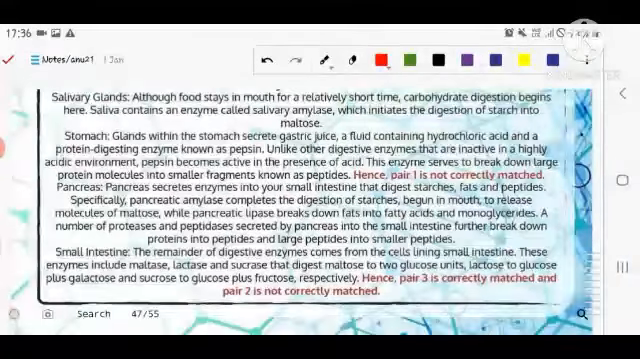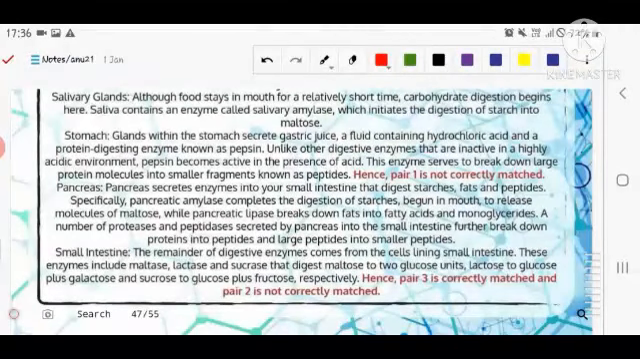Stomach, for example: glands within the stomach secrete gastric juice, which is full of hydrochloric acid, and the pH of this part of the stomach is very low, approximately 1, which can burn the body, and because of this ulcers are found. There is also a protein-digesting enzyme called pepsin. Unlike other digestive enzymes that are inactive in a highly acidic environment, pepsin becomes active in the presence of the acid. This enzyme serves to break down larger protein molecules into smaller fragments known as peptides.